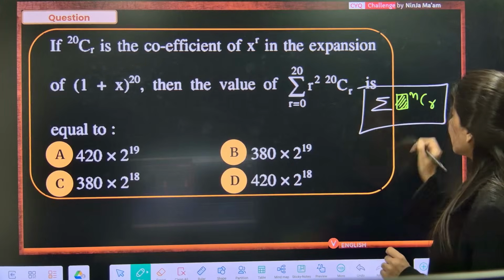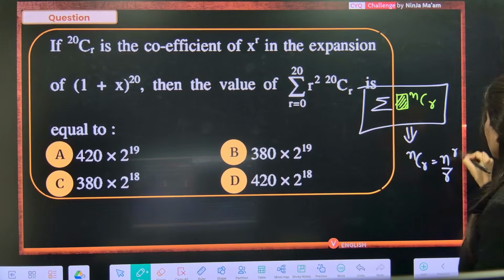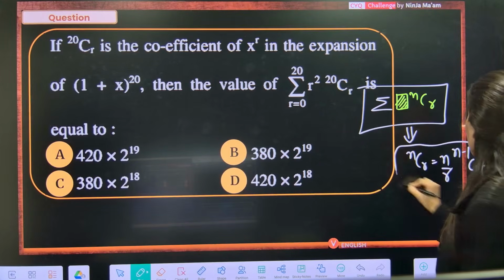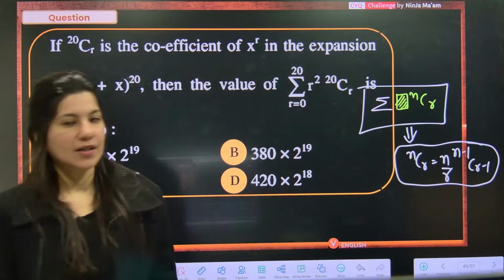Okay, in that case, which property is required? nCr is equal to n by r times (n minus 1)C(r minus 1). Okay? Alright? Yes? Clear? Chalo.